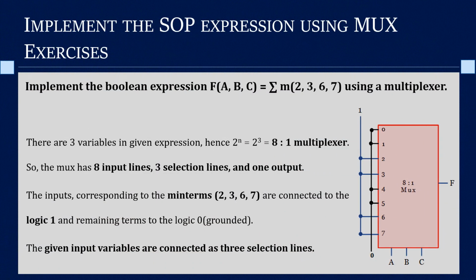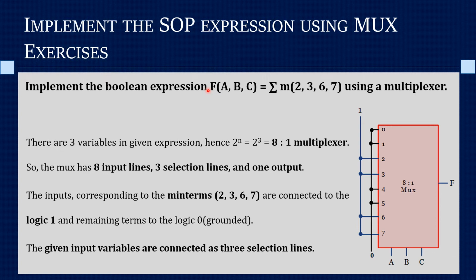As an example, we need to implement the Boolean expression f of ABC equal to sigma m 2, 3, 6, 7. So we have 4 minterms here, and we are going to make use of a multiplexer. It is a 3 variable expression, so 2 raised to 3 is equal to 8, and an 8:1 multiplexer is required. So the first step is to select the type of the multiplexer. Here we have 3 variables, so we take 2 raised to 3, that is an 8:1 multiplexer.